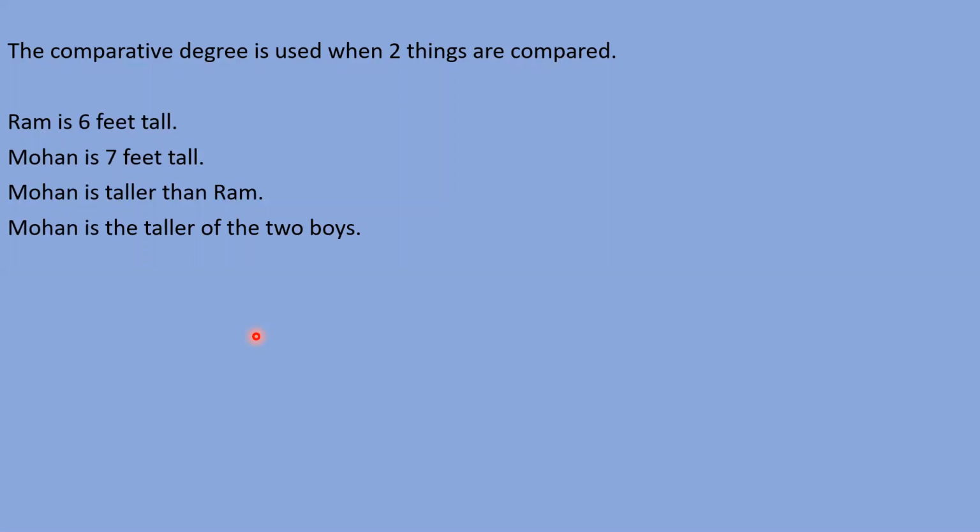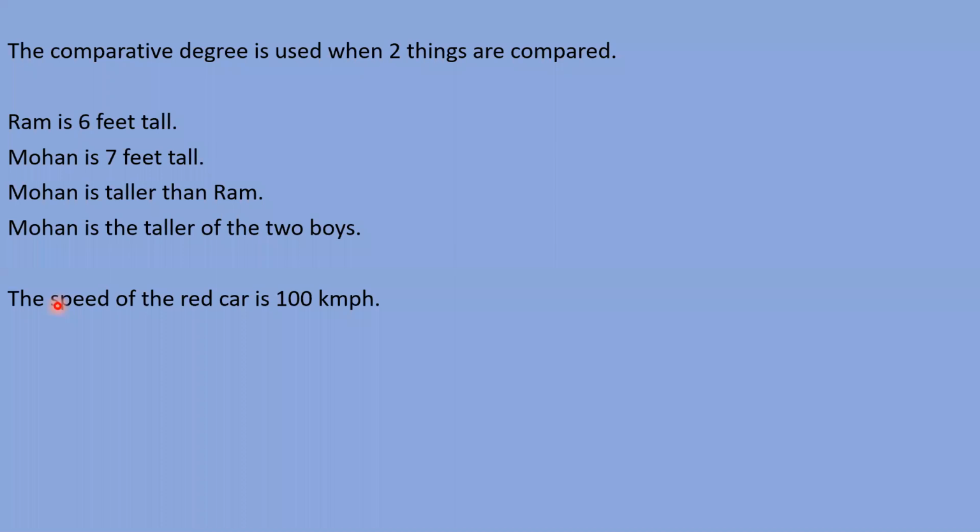Mohan is the taller of the two boys. And if we talk about the selection, means like we want to select the taller one of the two boys according to their quality of tallness, we can also say this sentence in this way, Mohan is the taller of the two boys, right? So in whichever way you want to say, you have to use comparative degree here.